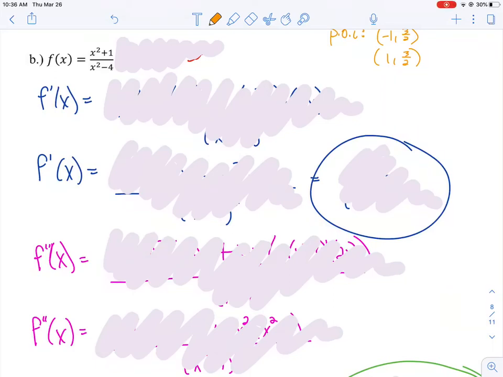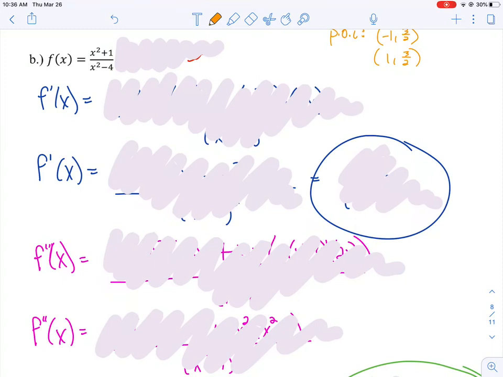Okay, last video of section 4.3, I promise. This is example number 5b. We're asked to find where the graph of f of x is concave up or concave down. So here's our new function, (x squared plus 1) over (x squared minus 4), and we want to see where it's concave up and concave down.